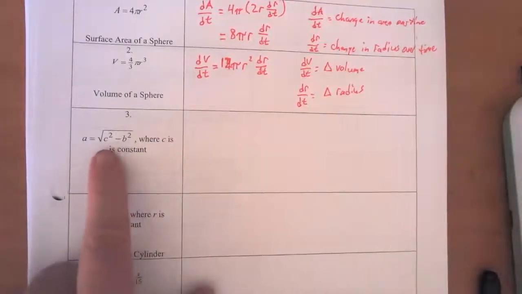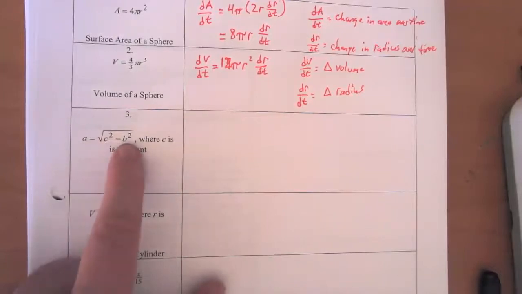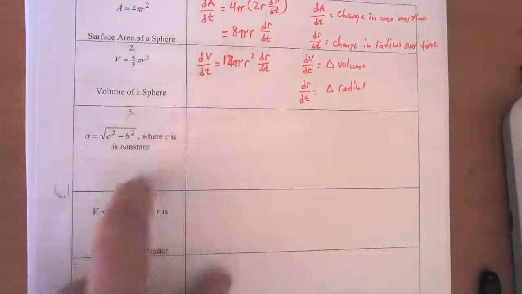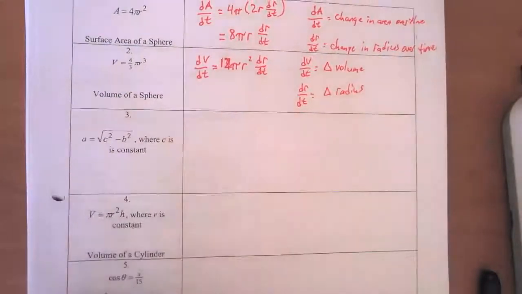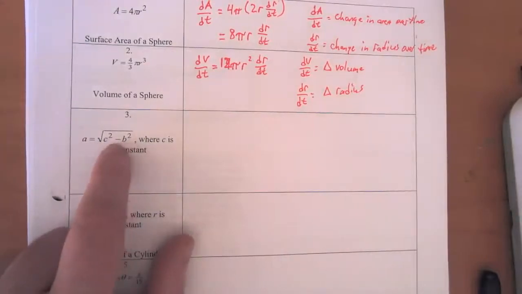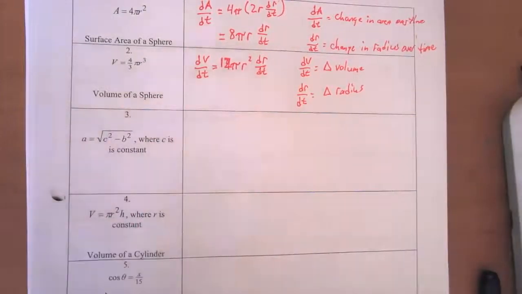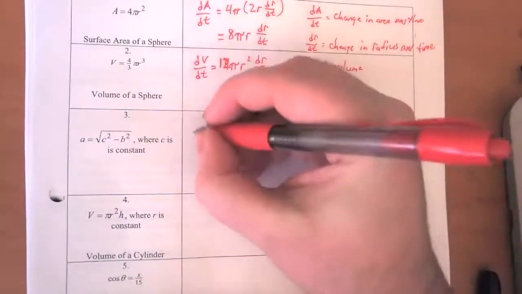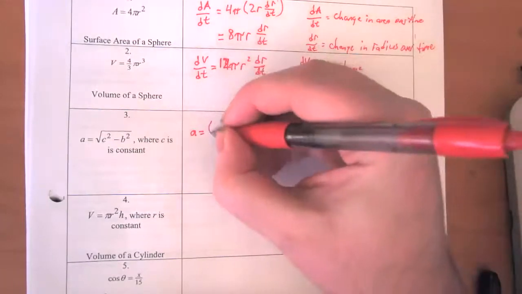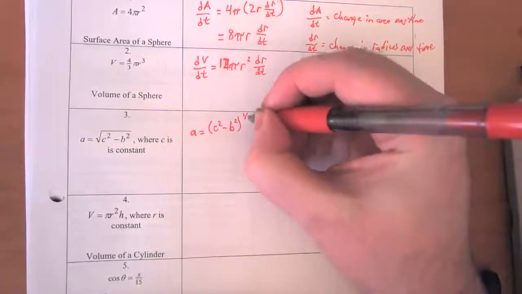All right, so now we've got something a little bit trickier. We've got a is equal to the square root of c squared minus b squared, and we're told that c is a constant here. So do you recognize this formula at all? Well, this is a little bit of a rephrasing of the Pythagorean theorem. If we squared both sides and switched b squared over to the other side, we'd have a squared plus b squared equals c squared. And so we've got a is equal to c squared minus b squared to the 1/2 power.